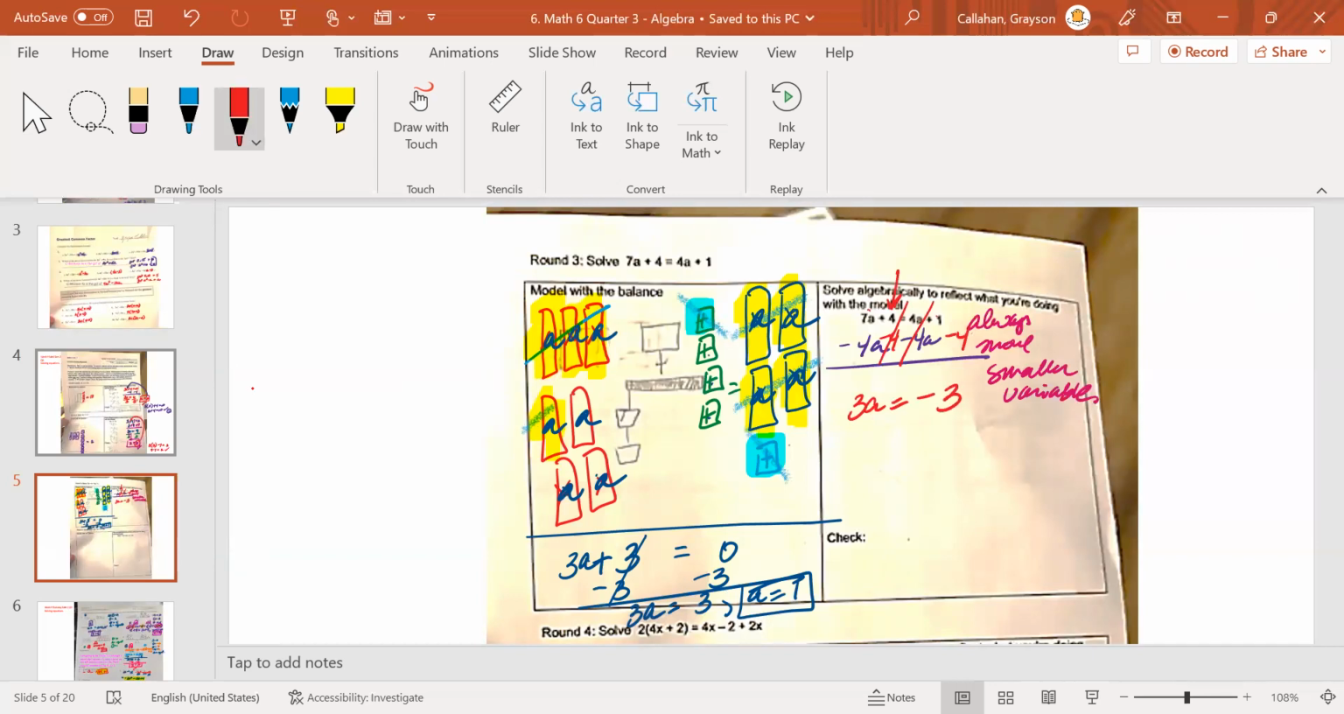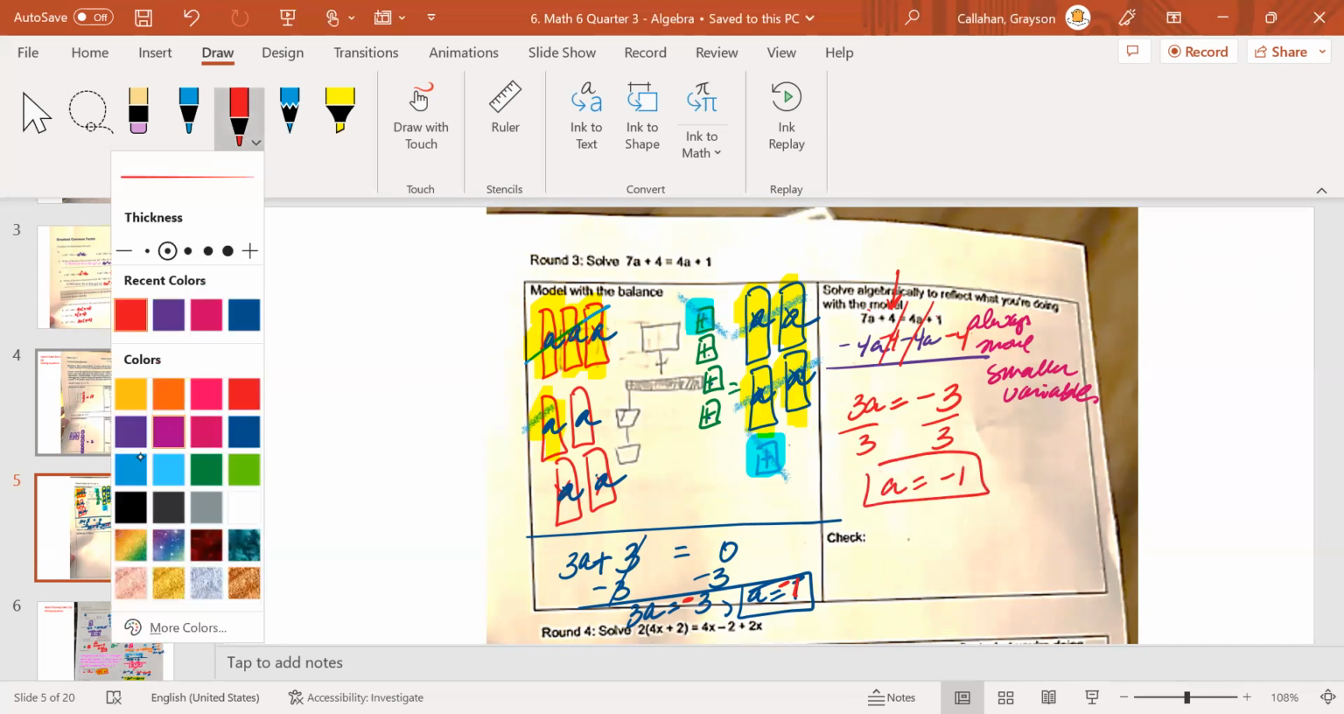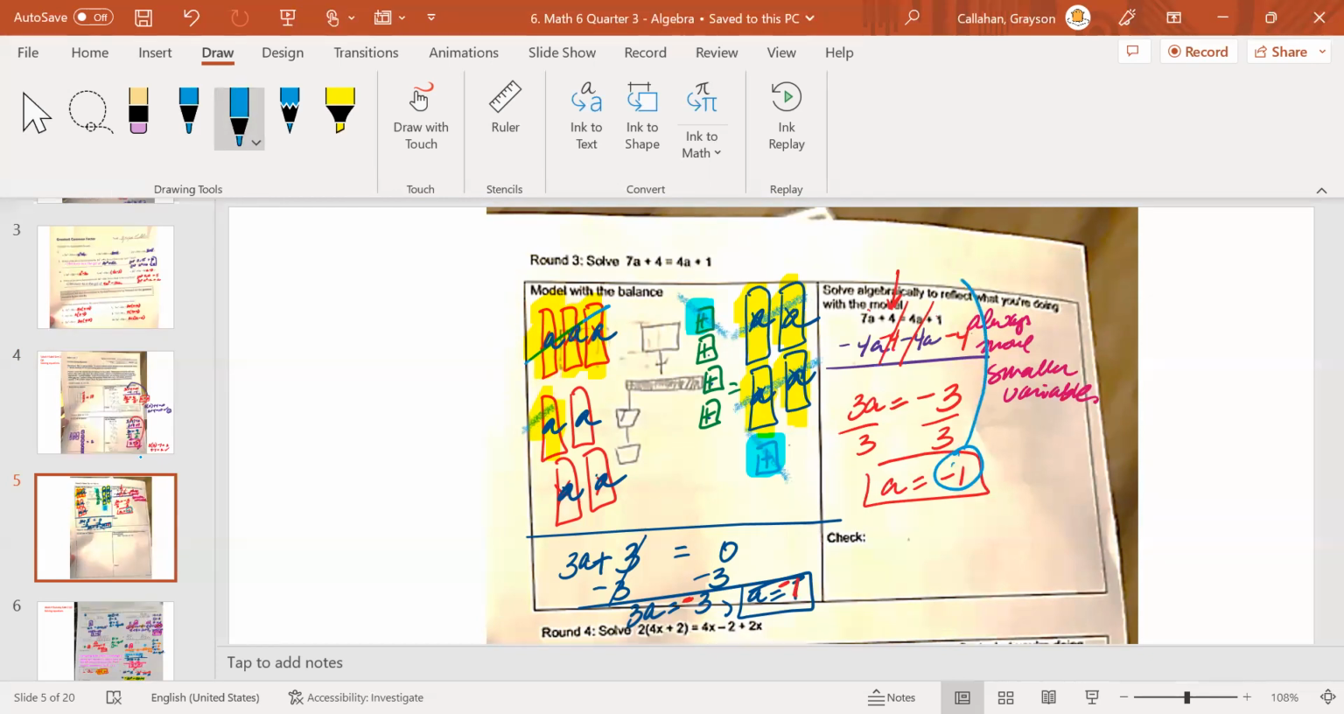Oh, you know what? I subtracted, so that should be a negative. Sorry, I forgot the negative 1. Divide by 3 on both sides. What's a equal to? Negative 1. So let's check my answer. When you check your answer, you take this negative 1 and you plug it into the a here and the a here, right? Because there are 2 a's there.